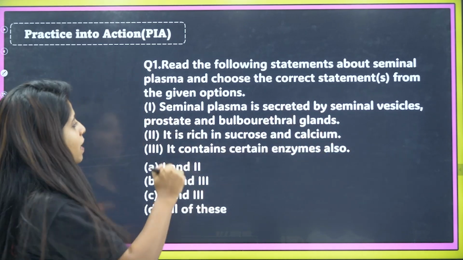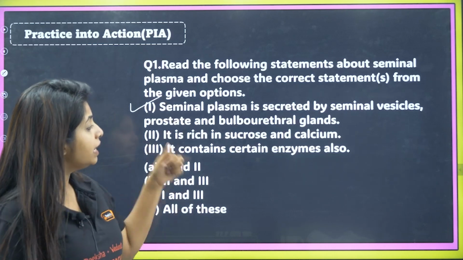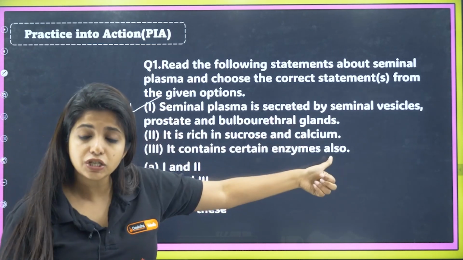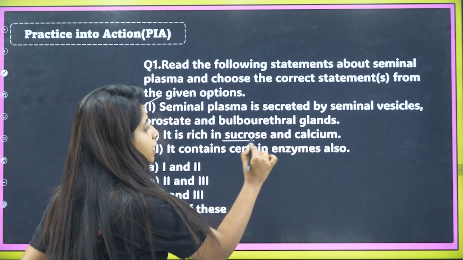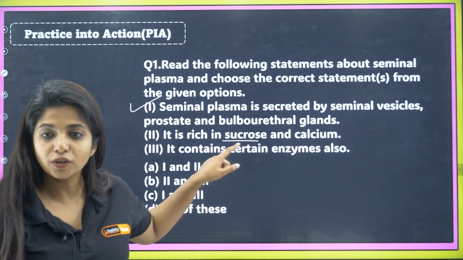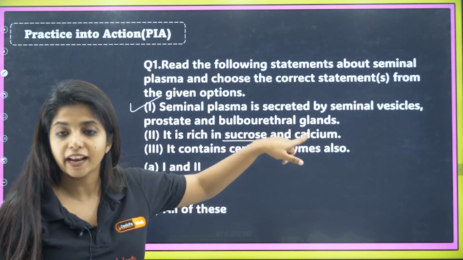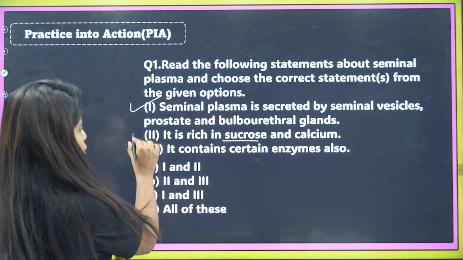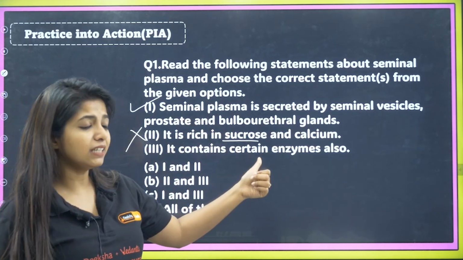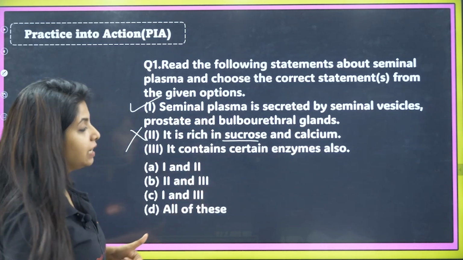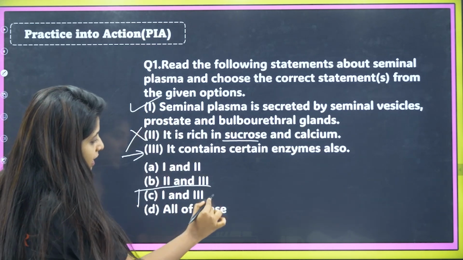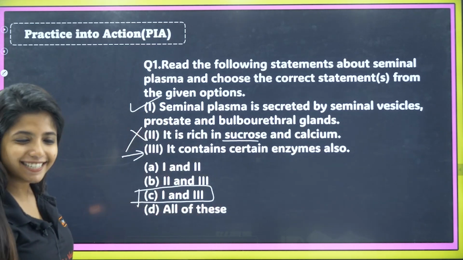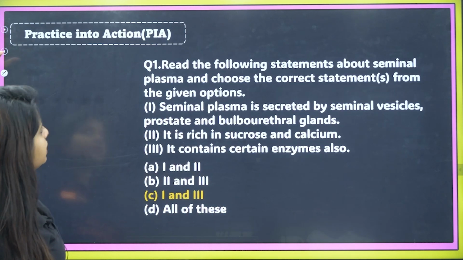Is it? Yes, ma'am. Correct. Now, it is rich in sucrose and calcium. Is it? No, ma'am. Why? Because sucrose is not there, ma'am. It is fructose. Fructose is being released by seminal vesicles. Calcium is released by prostate gland. So this is a wrong statement. It contains certain enzymes also, ma'am. Yes. It is the prostate that gives certain enzymes also. So 1 and 3 are correct. So can I say C option is the correct option? Yes. Okay. So here C is the correct one.